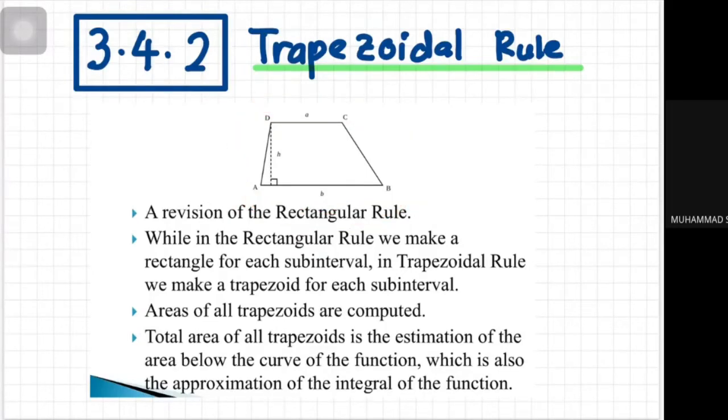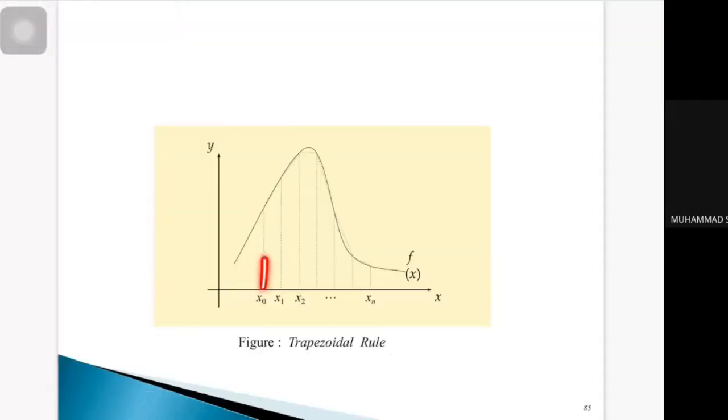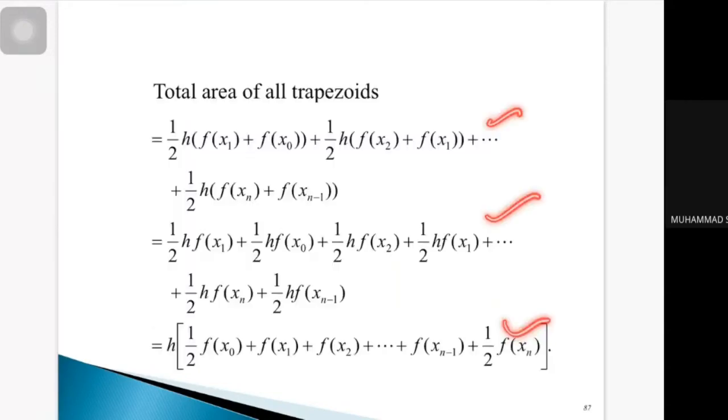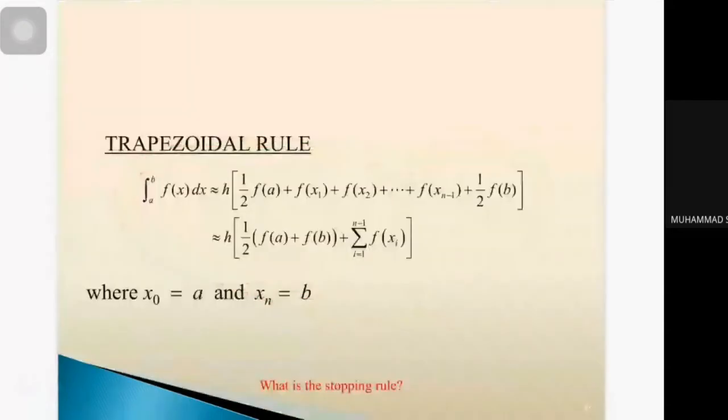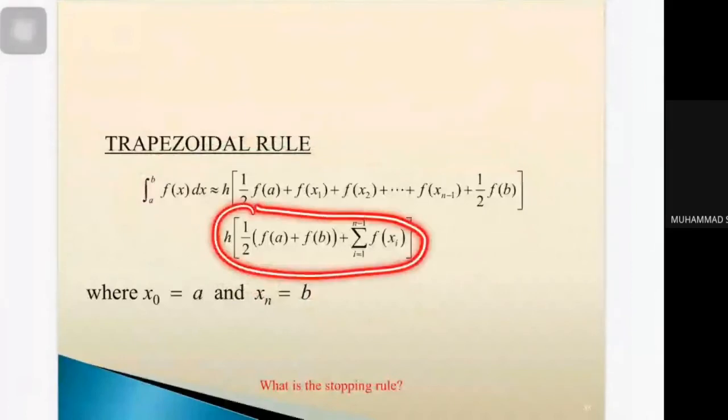Areas of all trapezoids are computed. The total area of all trapezoids is the estimation of the area below the curve of the function, which is also the approximation of the integral of the function. There will be a smaller error in this calculation because you use this shape. In the general form, you get this formula for the trapezoidal rule.